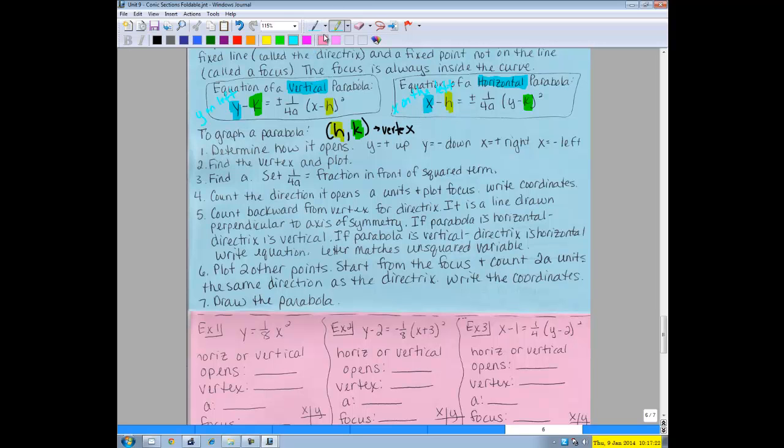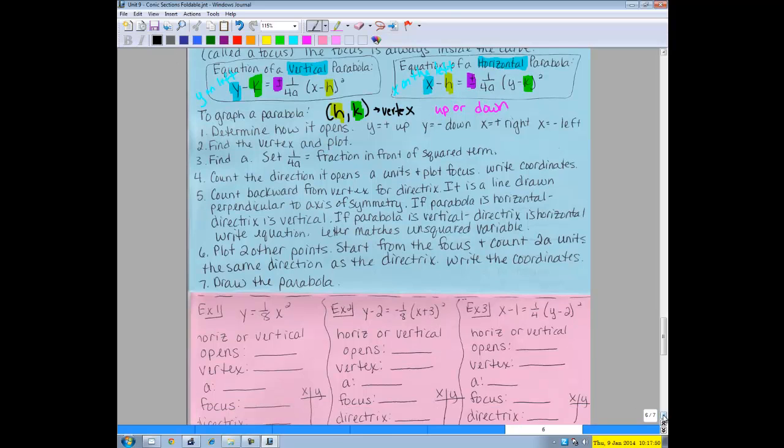So that's because the y is on the left, and this is because the x is on the left. And then one of the other things that you need to pay attention to is whether it will open up or down. And that is from this positive or negative here. And that's how we determine all these different things.